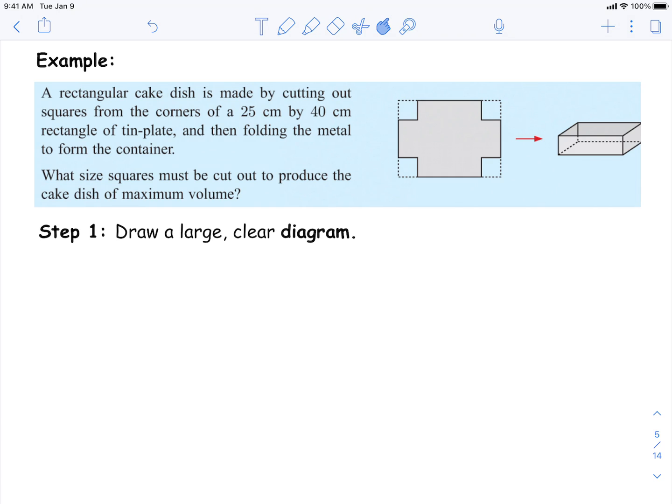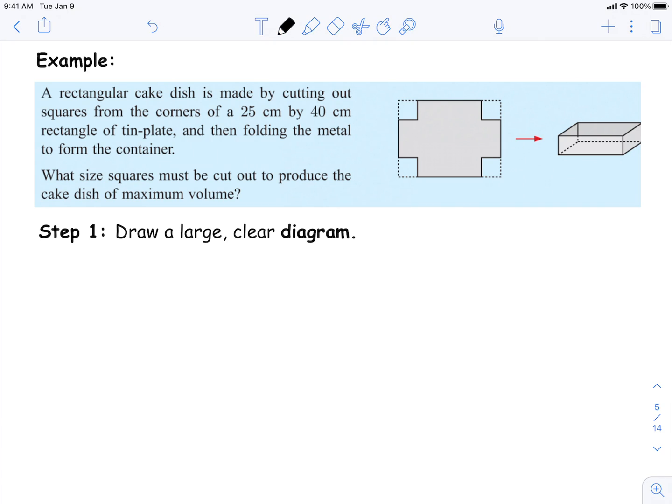Right, here's an optimization example. So the problem is a rectangular cake dish is designed by cutting out squares from corners of a 25 centimeter by 40 centimeter rectangular tin plate and then folding that metal to form a container. What size squares must we cut out to produce the cake dish that will have the maximum volume?